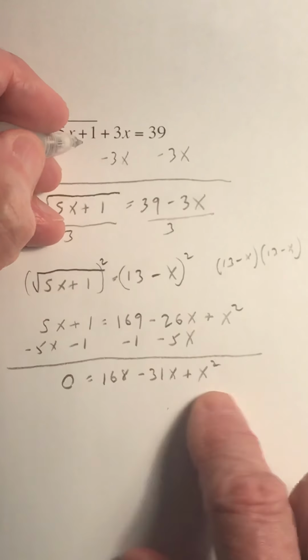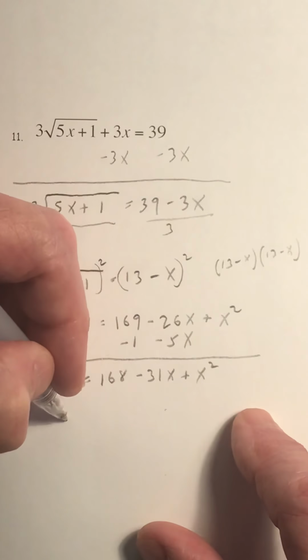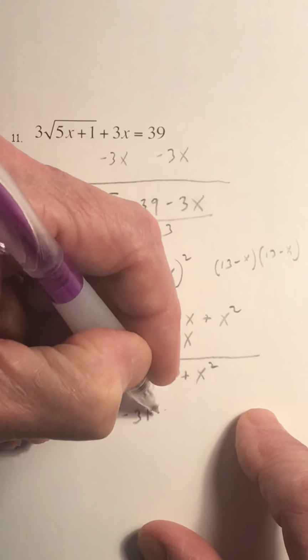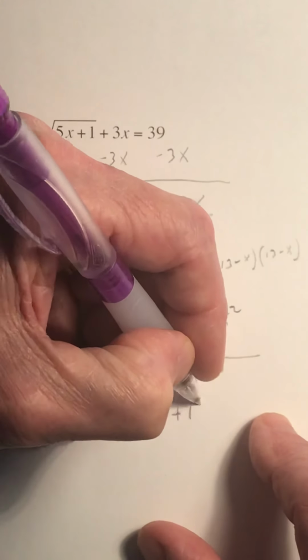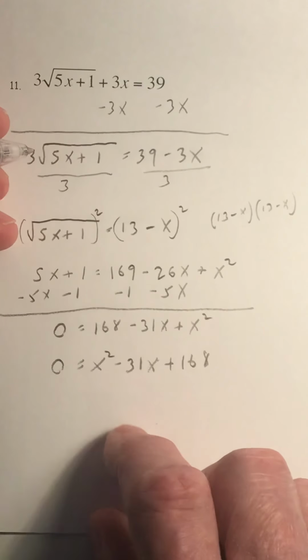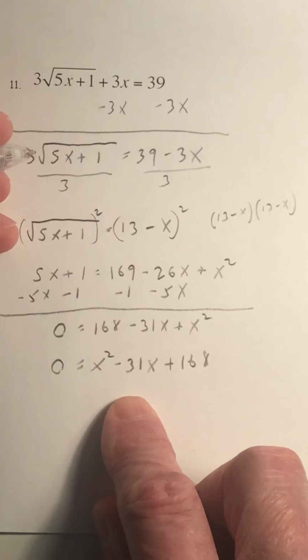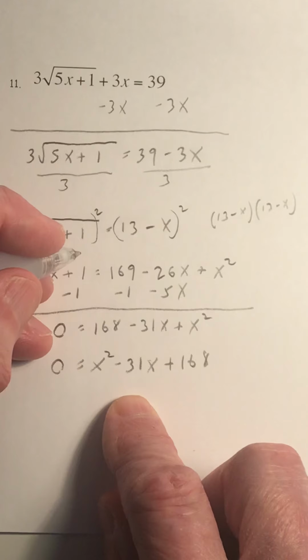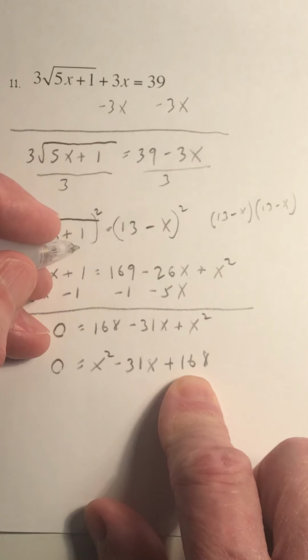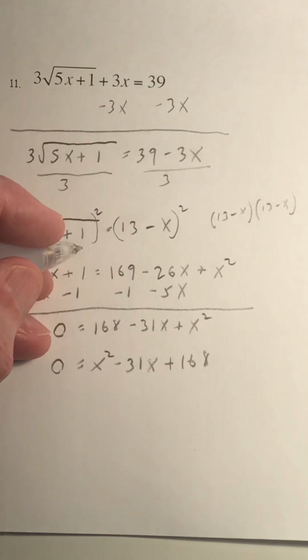And this makes me nervous looking at it backwards like this, so I'm going to rewrite it the ordinary way, x squared minus 31x plus 168. I feel much better. It's a 1x squared, so we need two numbers that add up to negative 31 and at the same time multiply out to 168. And they're not that easy to find.